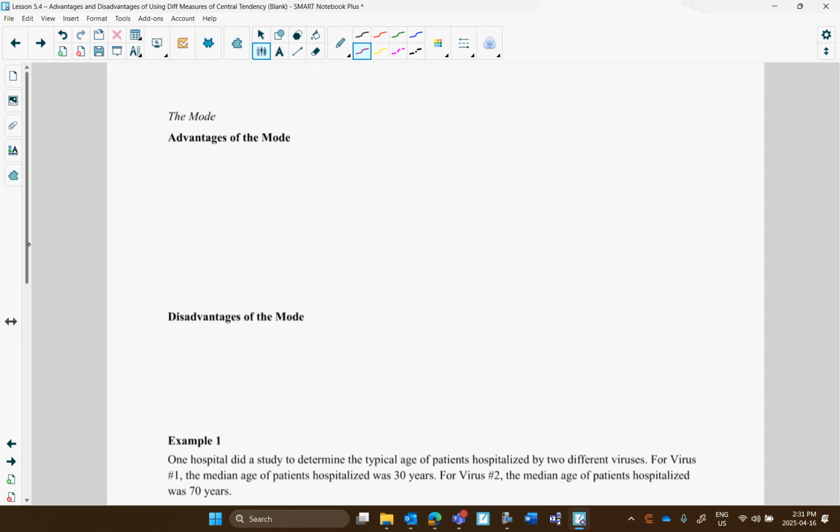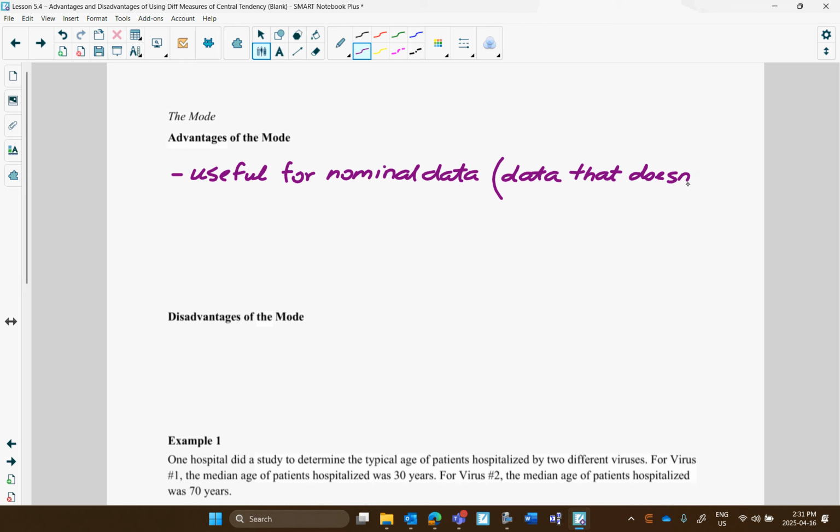And finally, the mode. Well, advantage of the mode, really, it's useful for something called nominal data. And by nominal data, I mean data that doesn't consist of numbers.